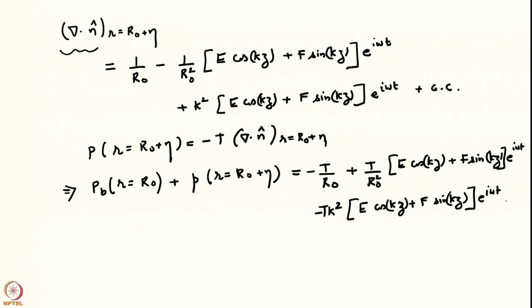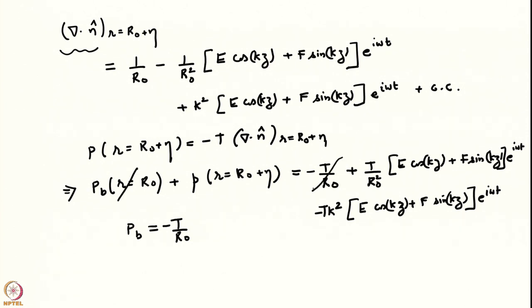And we know that Pb in the base state is just minus T by r0. In the base state there is a uniform pressure in the water outside, and that pressure is just minus T by r0. There has to be a pressure difference between inside and outside. If we say that the pressure inside in the air is 0 in the base state, then the pressure outside has to be lower, and that is minus T by r0. It is only the difference which matters.